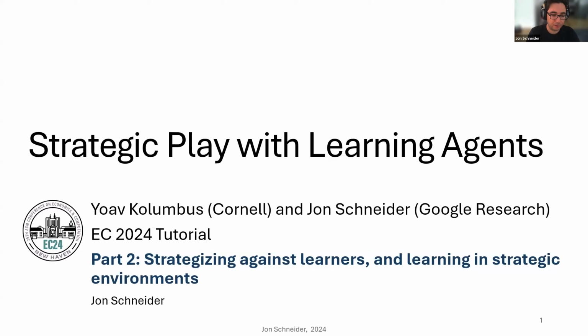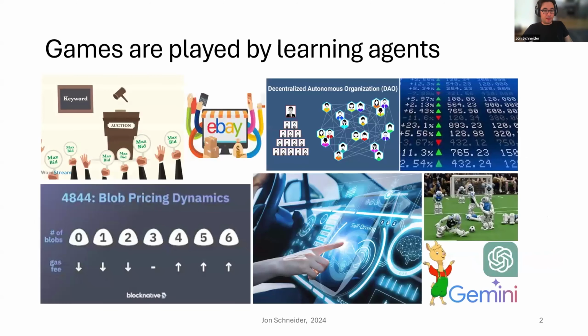It'll be about strategizing against learners and learning in strategic environments. I think you all have already done a great job in motivating why we care about problems where there are strategic settings in which learning agents are taking actions. In practice today, there are many very important games that are played by learning agents, and there are all these examples. There are automated auctions. There are cases of outsourcing your decisions to LLMs. There are distributed apps. Another example I'll give right now is that, in some sense, humans are also learning agents. So in some sense, every game is played by a learning agent.